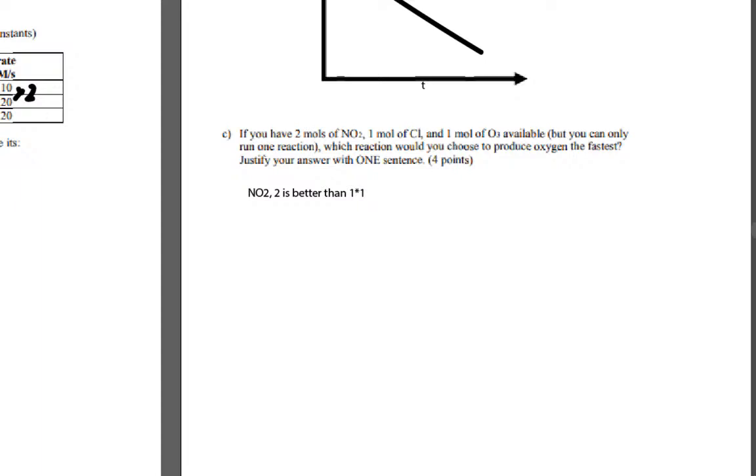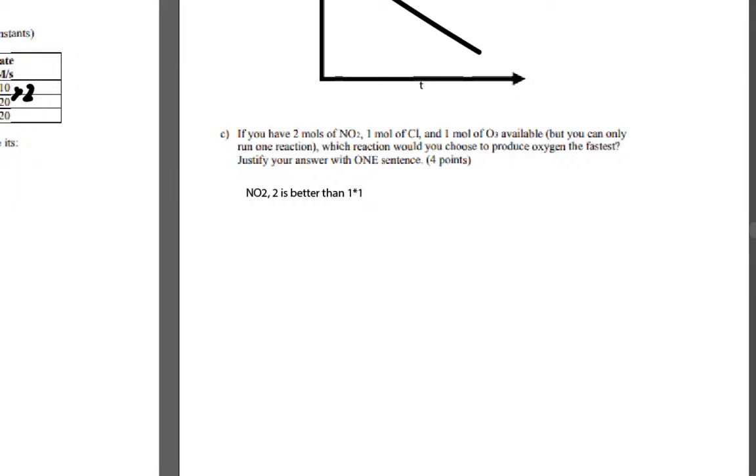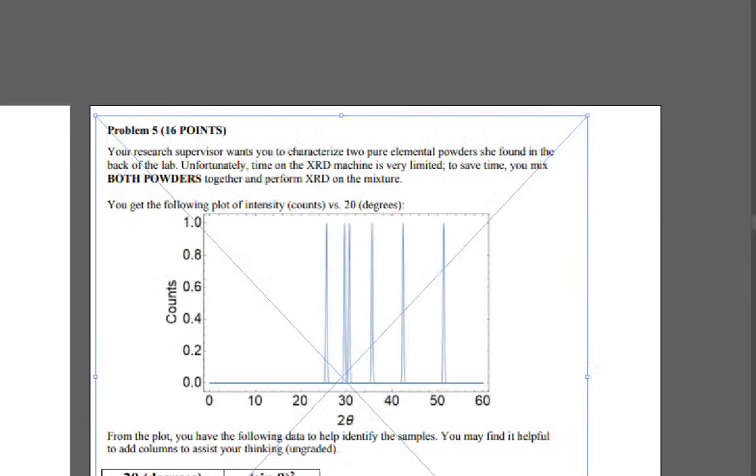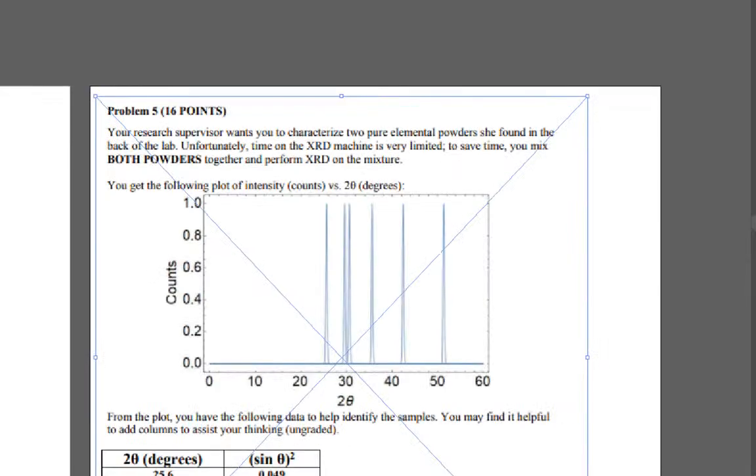Okay, next problem here. This is a bit of XRD, which is the one that I'm actually waiting for, because I haven't actually been doing XRD. So yeah, we can just go ahead and do that. And boom. Your research supervisor wants you to characterize two pure elemental powders she found in the back of the lab. Unfortunately, time on the XRD machine is very limited. To save time, you mix both powders together and perform XRD on the mixture.